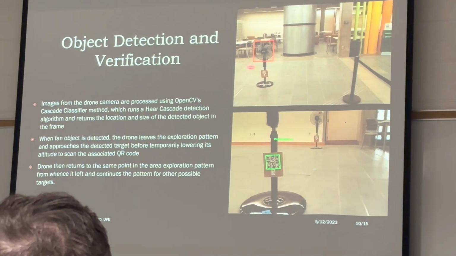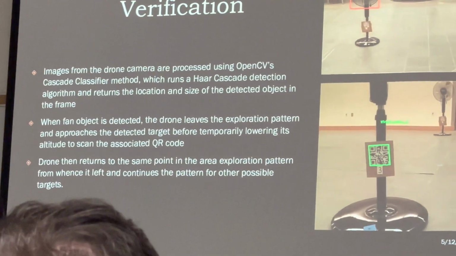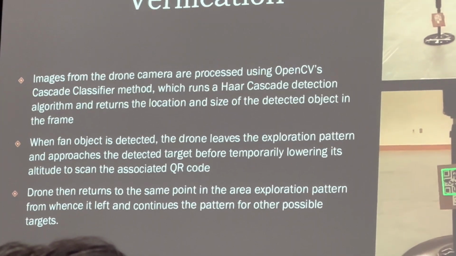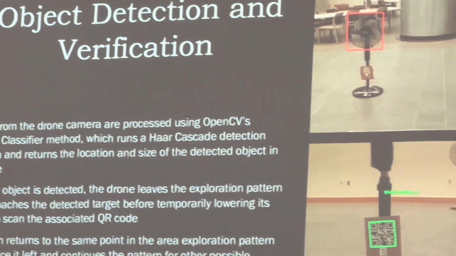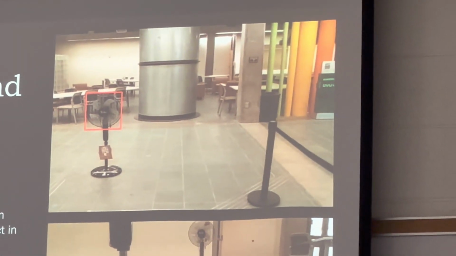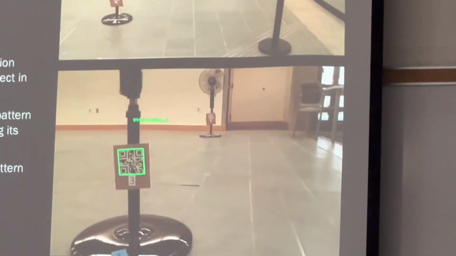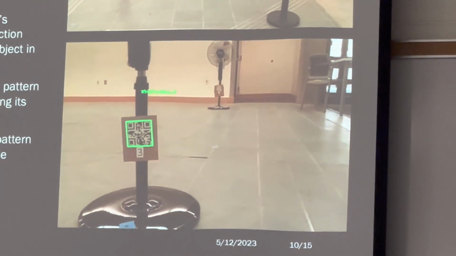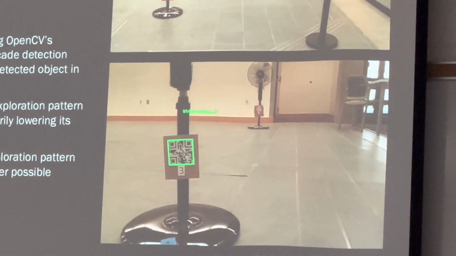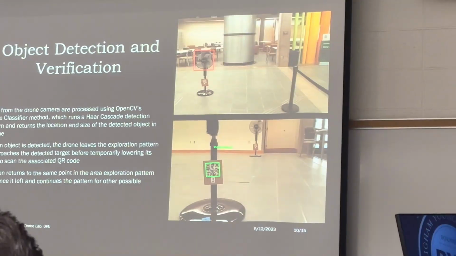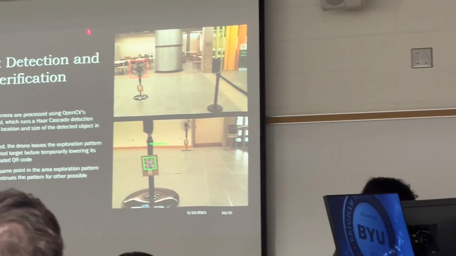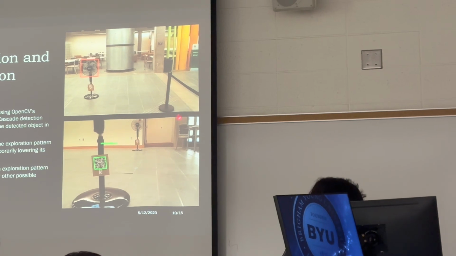So to detect them, we trained a Haar cascade classifier using many images of these fans. We use OpenCV's cascade classifier method, which runs a Haar cascade detection algorithm. What that does is it'll put bounding boxes on the images. We process the images with OpenCV. We get these bounding boxes, and what our function in Python does is it returns the size of the bounding box as well as where the bounding box is within the camera frame.